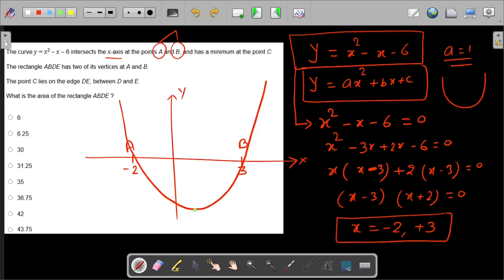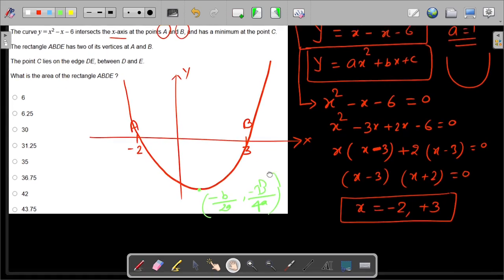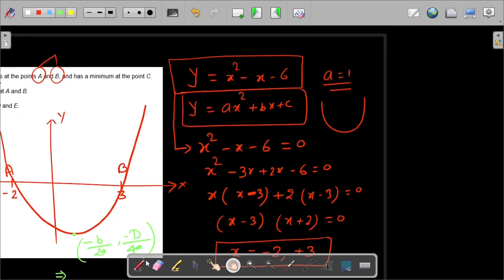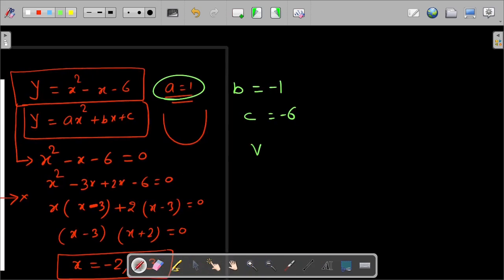The vertex of any parabola is minus b upon 2a, and minus D upon 4a. So we have the formula for the vertex of a parabola, or we may use the symmetry concept as well. Let us first find it with the help of the formula. In this video I will tell you every possible way, so that you can learn as much as possible. Now when I compare my equation with the standard one, a is 1, b is minus 1, and c is minus 6, and the formula for the vertex of a parabola is minus b by 2a and minus D upon 4a.